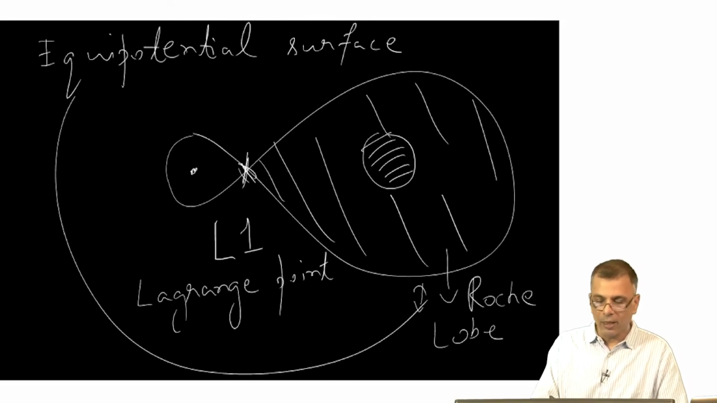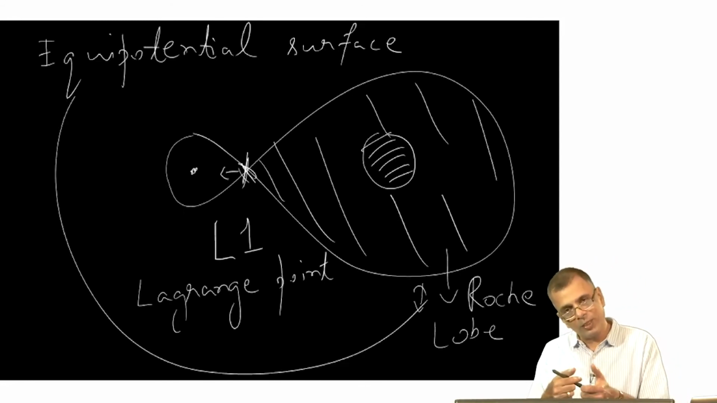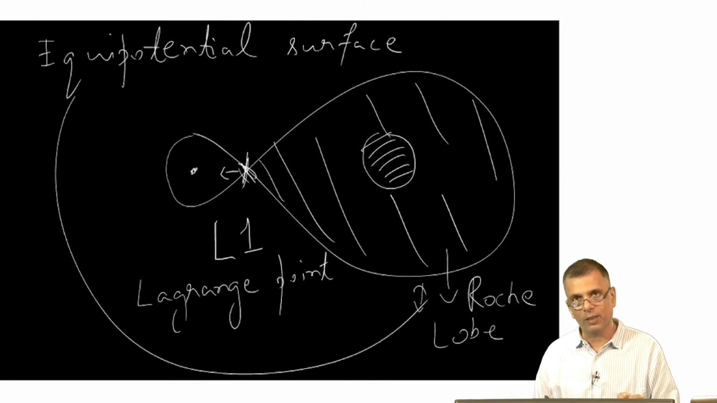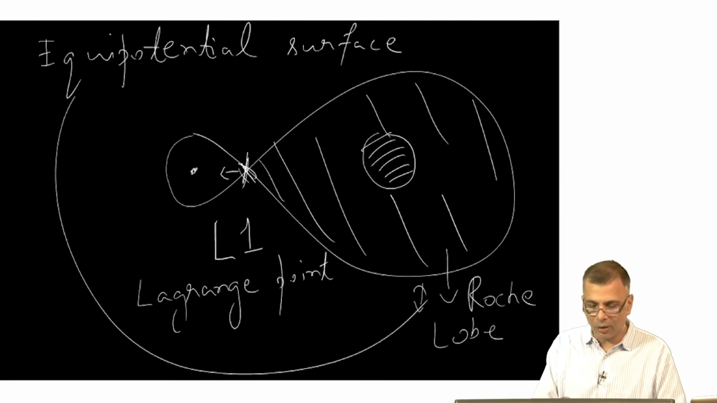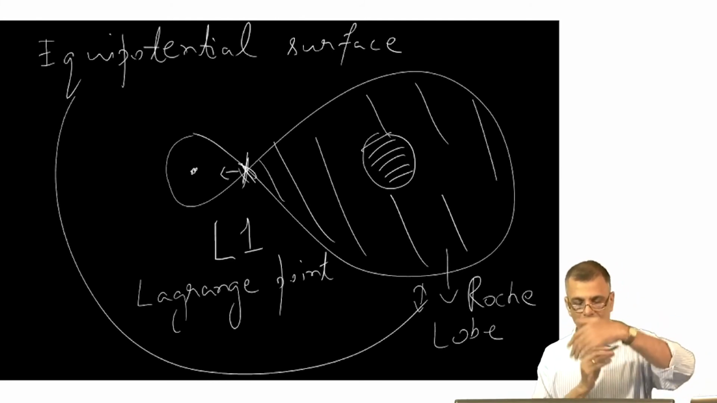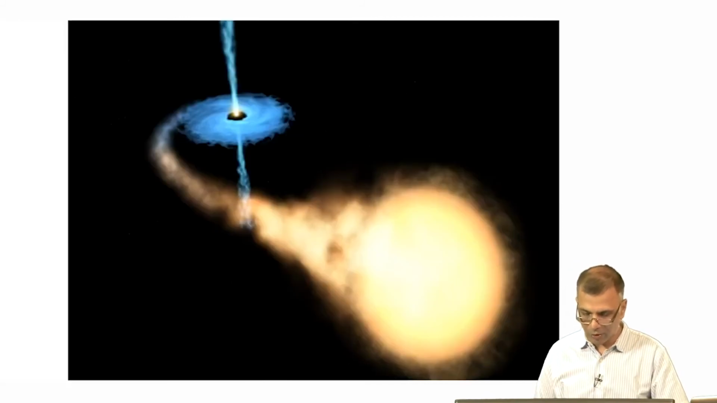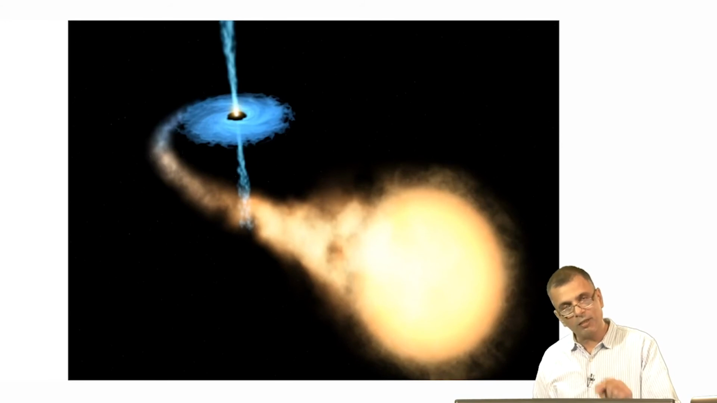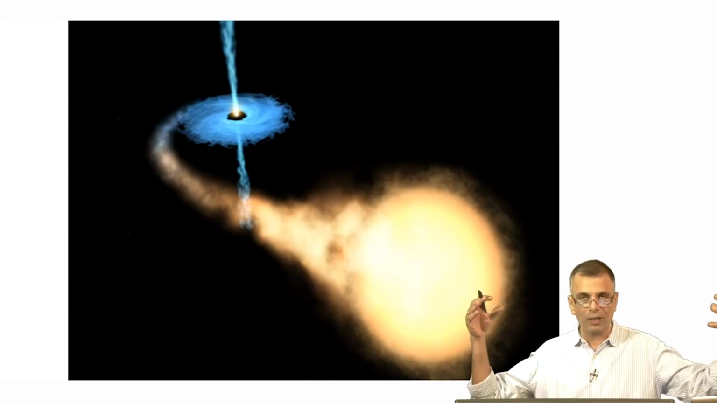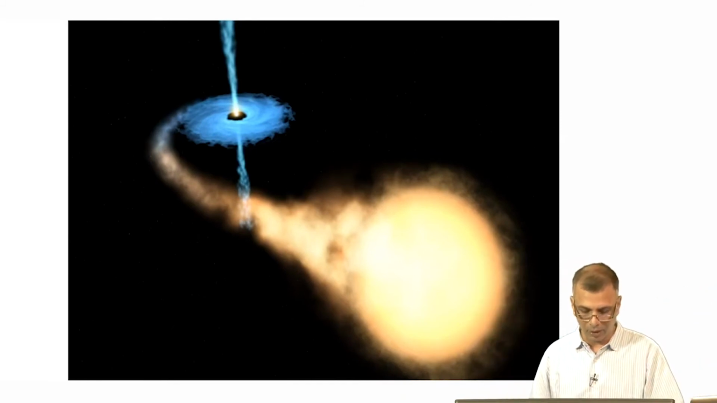And through the L1 Lagrange point, matter can shoot out. It's almost as if it's being squirted from the L1 Lagrange point. So in this cartoon, the L1 Lagrange point would be somewhere here. And since the matter already has an intrinsic angular momentum when it reaches the L1 Lagrange point, it cannot simply accrete in a quasi-spherical manner.